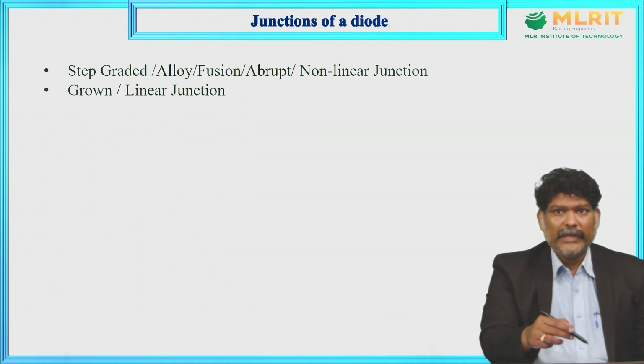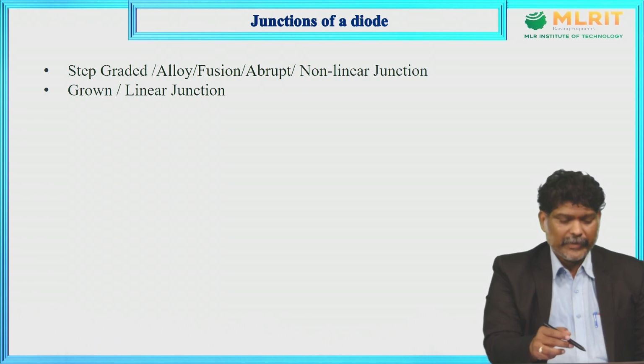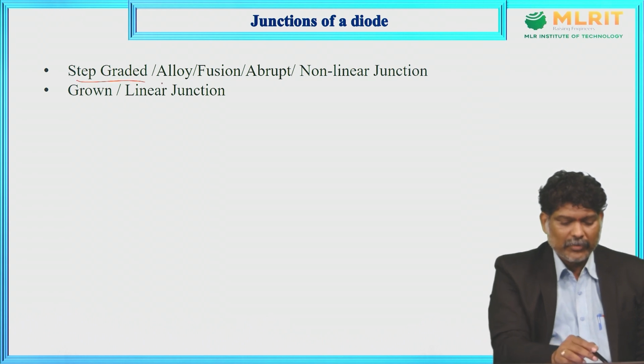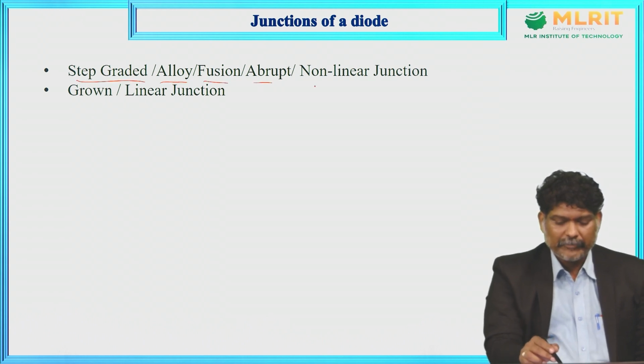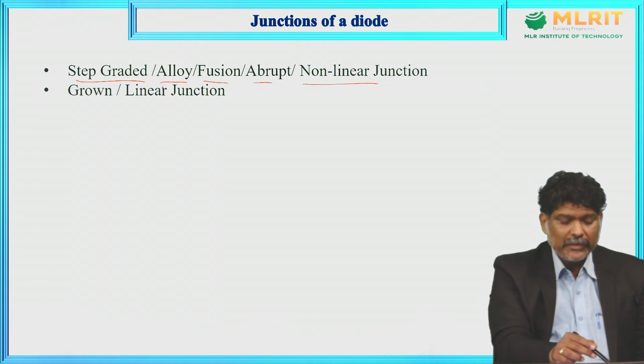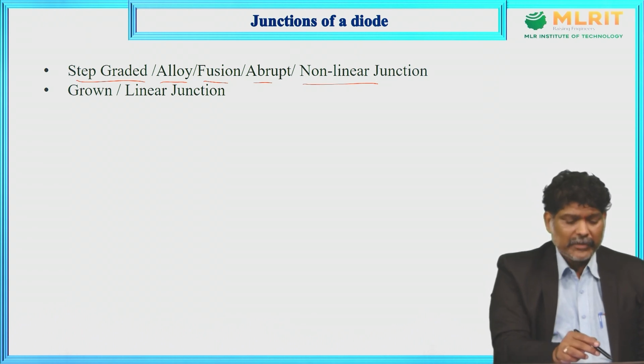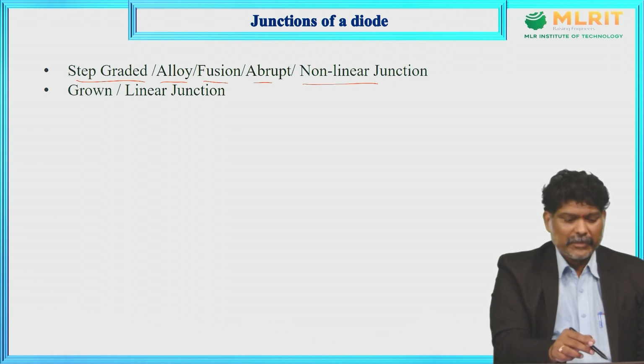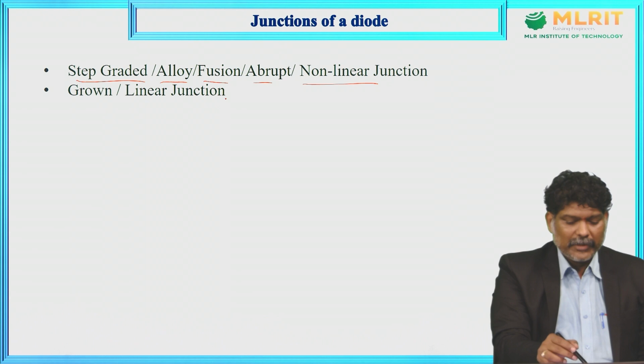PN junctions can be of different types depending upon the junction concentration. For example, we have a step graded or alloy or fusion or abrupt or non-linear junction. Step graded junction means what? It is a non-linear junction, where the carrier concentrations in the P type and N type materials are different. Similar to this is the grown junction or linear junction, in which the carrier concentration is uniform.